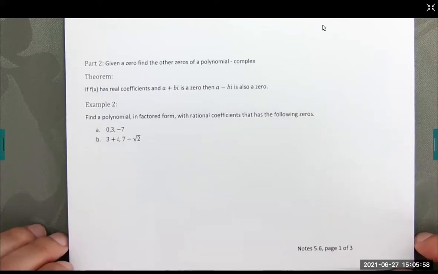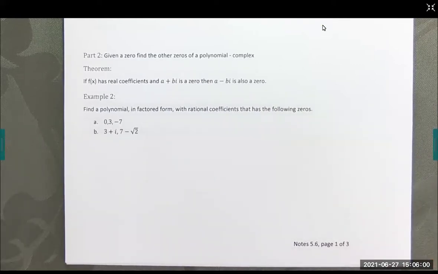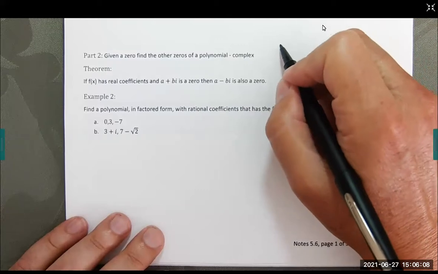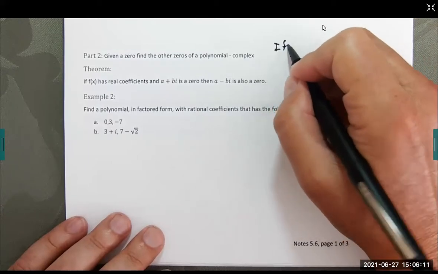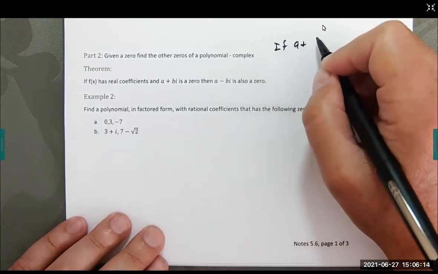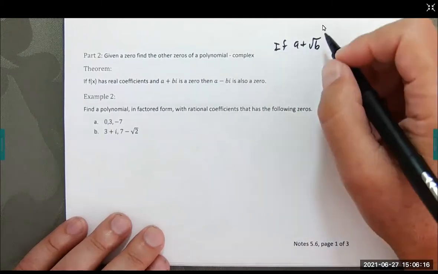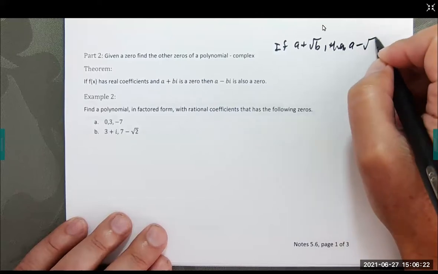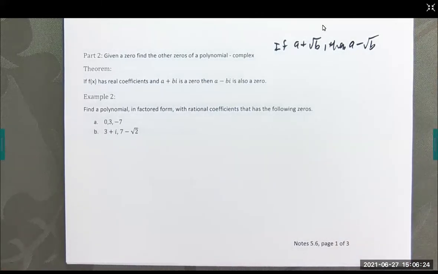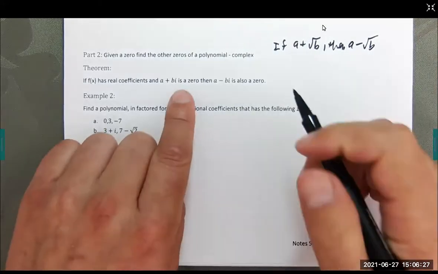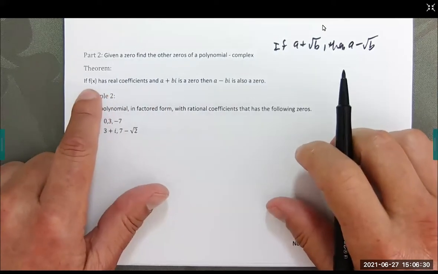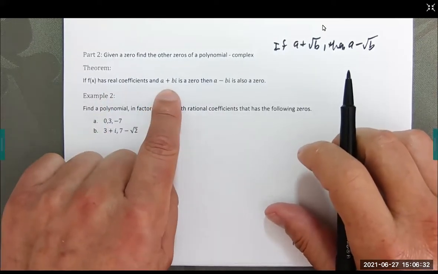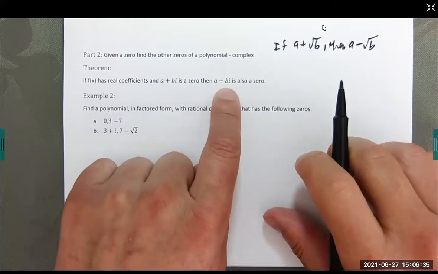Part 2. Given a 0, find the other zeros of polynomials, specifically dealing with complex numbers. Now, if you remember in the previous lesson, if a plus root b was a solution, then a minus root b, its conjugate, is also a solution, or a 0, whatever context we're using it. This is the exact same thing. So if f of x has real coefficients and a plus bi is a 0, then a minus bi, its conjugate, is also a 0. And we're going to utilize that.